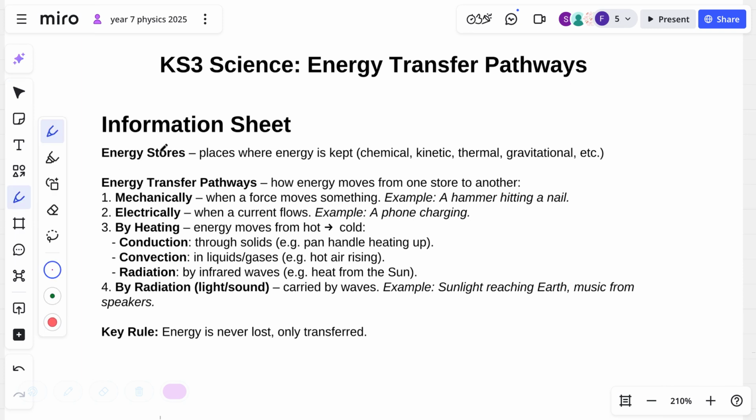So, energy stores. We just looked at chemical, kinetic, gravitational, and so on. This is where energy is. Now, be careful. It's not where energy is made. It is where energy is. Okay? Energy transfer pathway. How energy moves from one store to another.